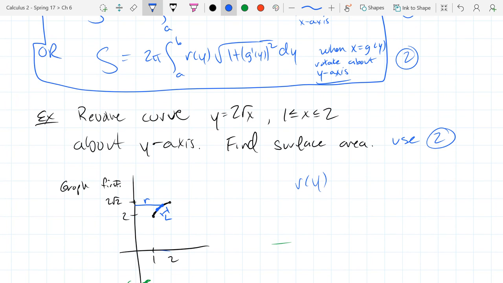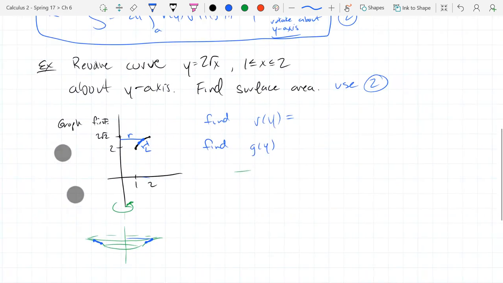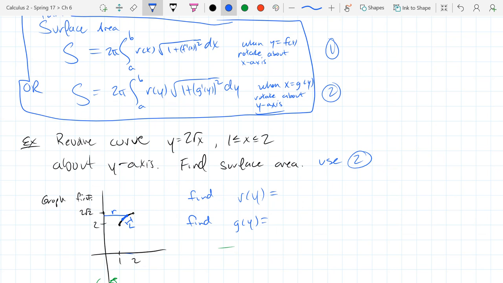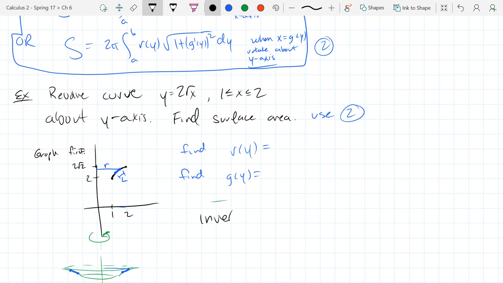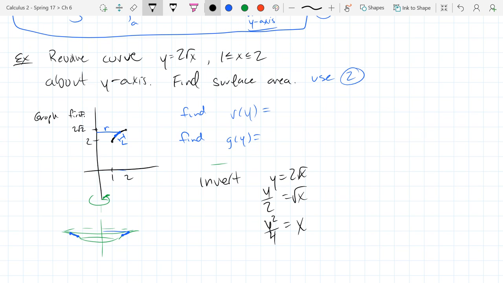So I need an r of y function, and I also need to figure out what is g of y. So I need to solve the original y equals 2 square root x for x. Let's do the easy one first, r of y. Actually, that's not easy. Let's do g of y. What is g of y? It's basically the inverse of our original. So y equals 2 square root x, and invert this. Divide by 2 and square both sides. So x equals y squared over 4. This is g of y. So we took the original function and inverted it, and that's our g of y function.